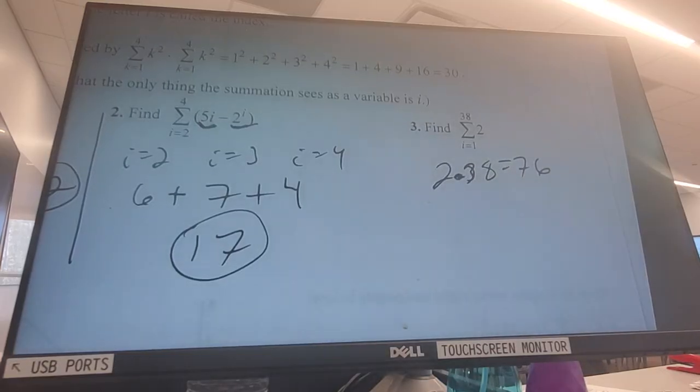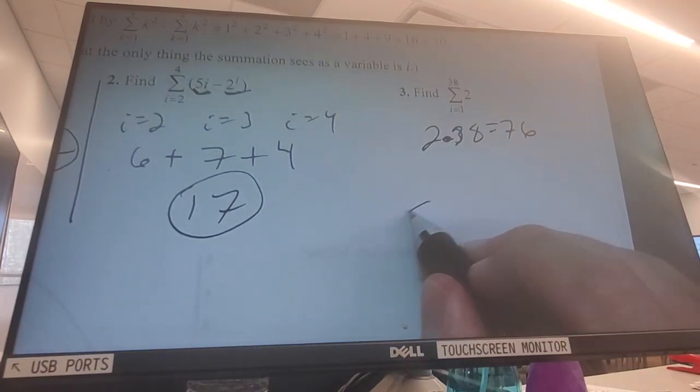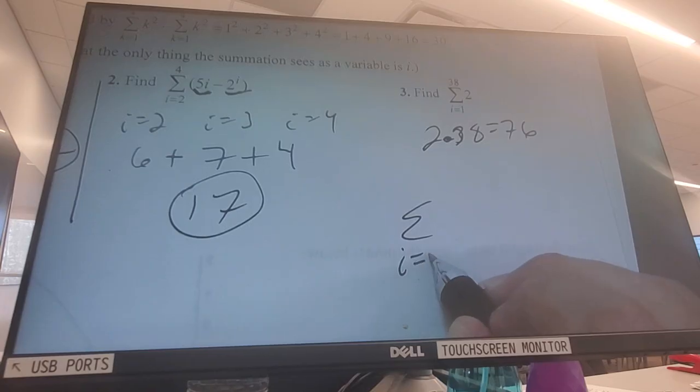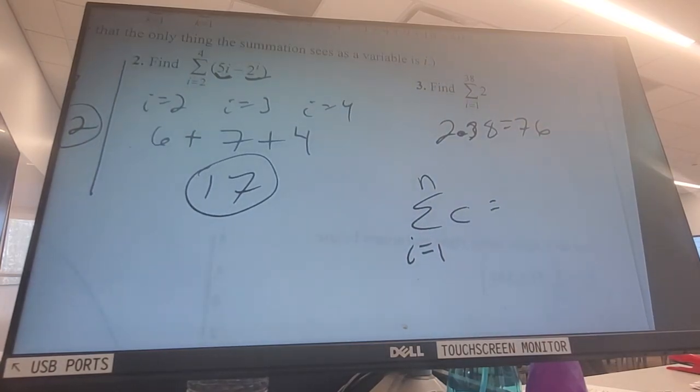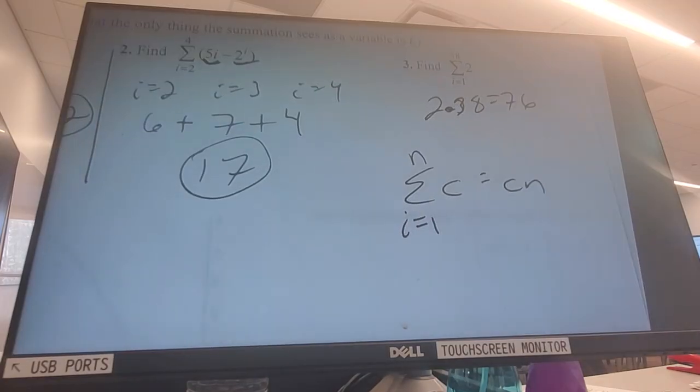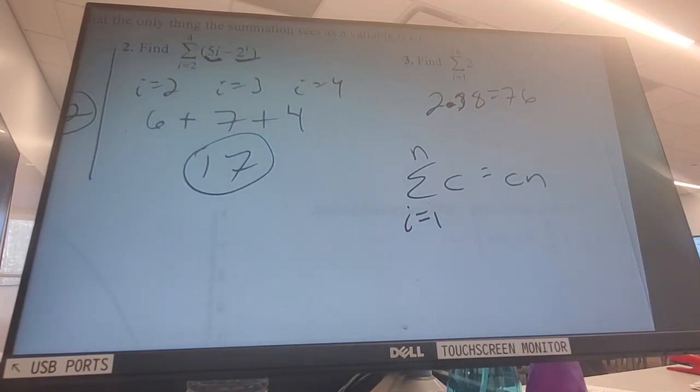Become a times, okay. So we could make this into, let's see if you guys are cool with this. What is the summation from i equals 1 to n of c? C times n. Okay, I like it.